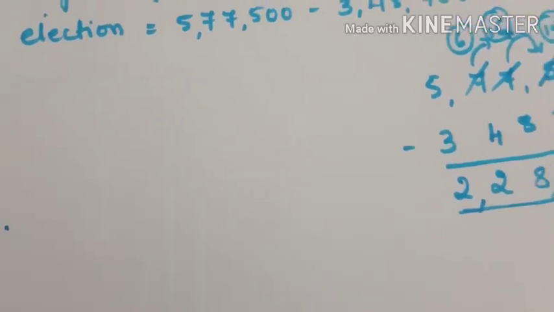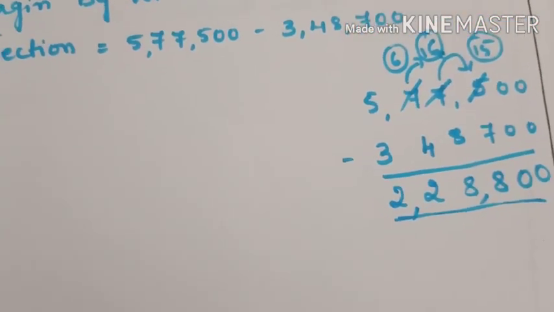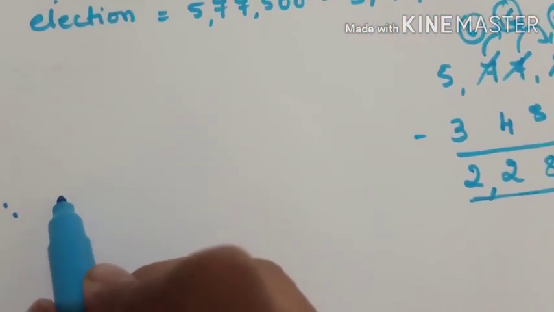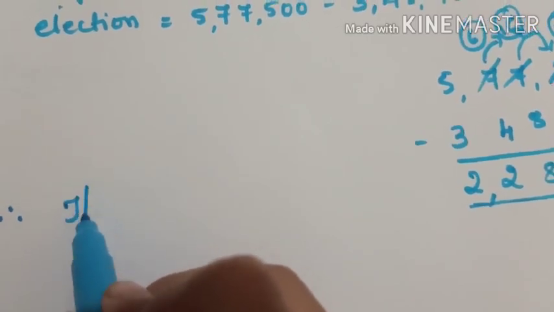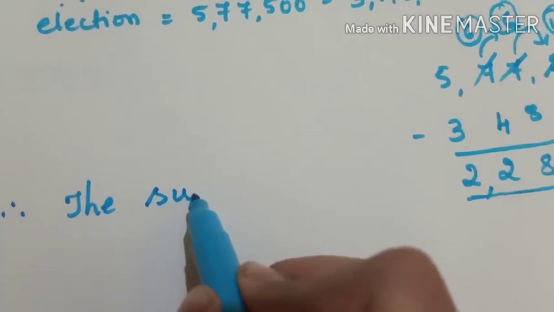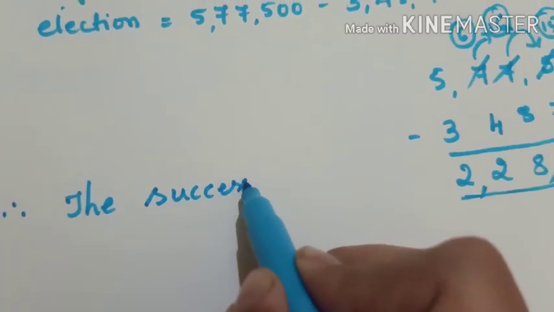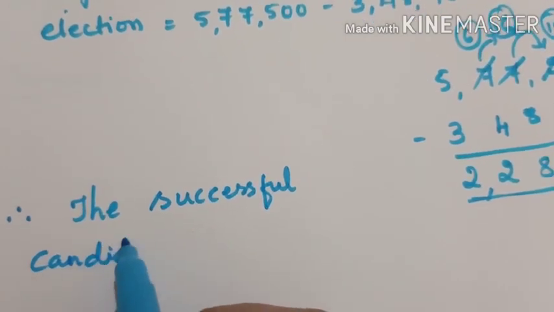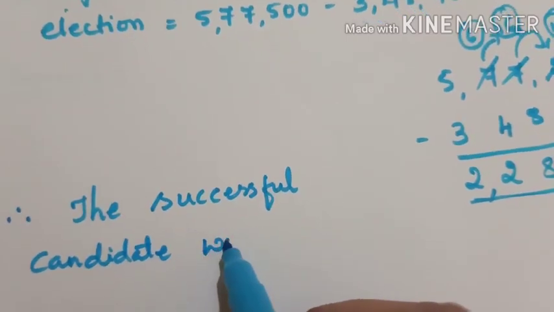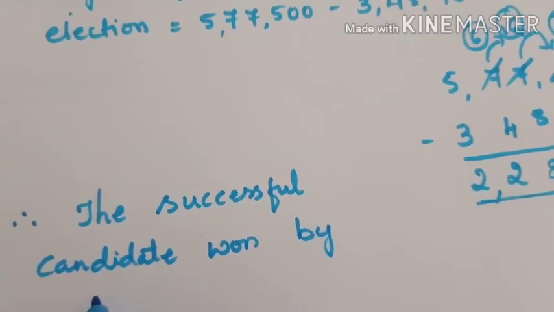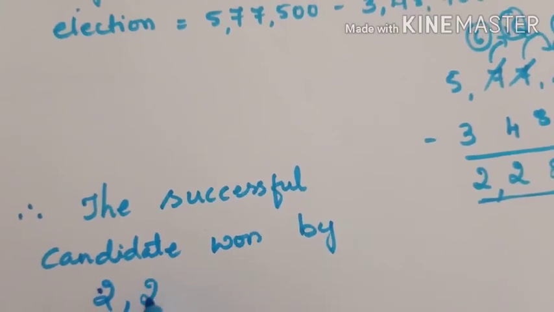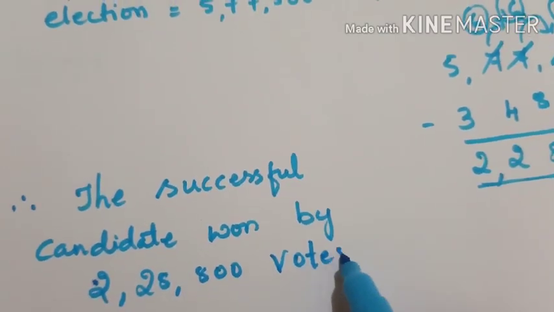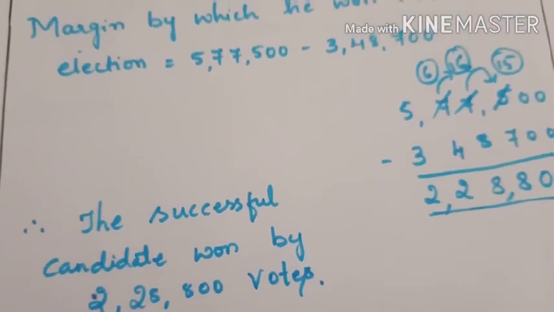Therefore, the successful candidate won by 2,28,800 votes. You can write the answer. The successful candidate won by 2,28,800 votes. Fine. Shall we move for the next question?